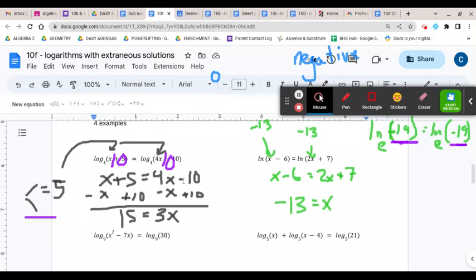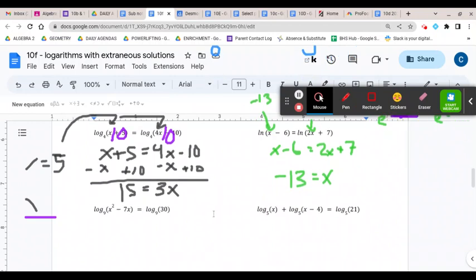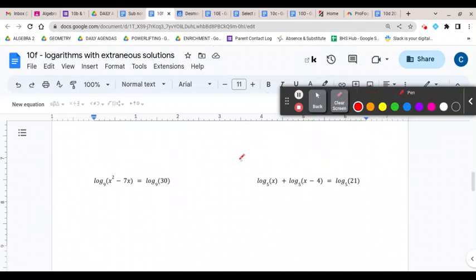All right, moving on. We have a couple more here. I'm going to clear the screen, so pause the video if you need to and go back. Here we have log base 9 of x squared minus 7x equals log base 9 of 30. So we know that x squared minus 7x equals 30.